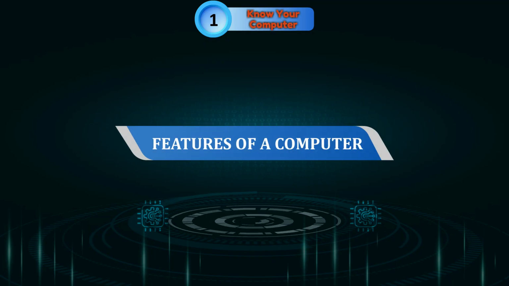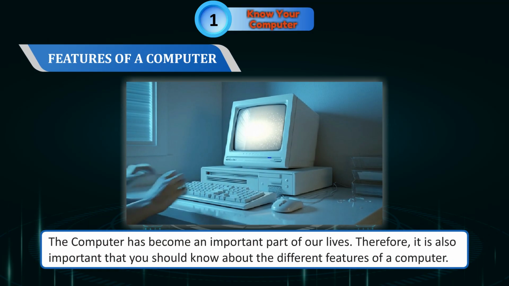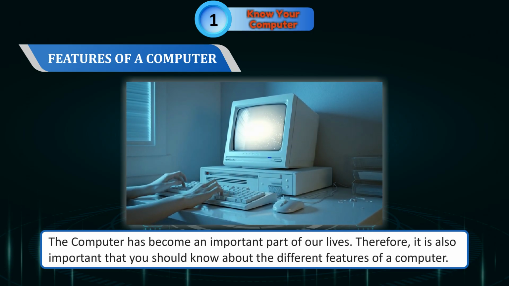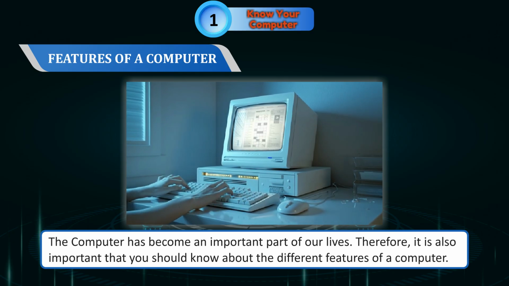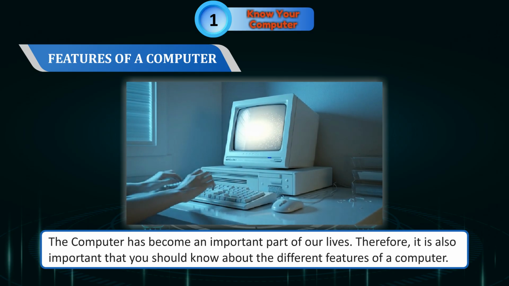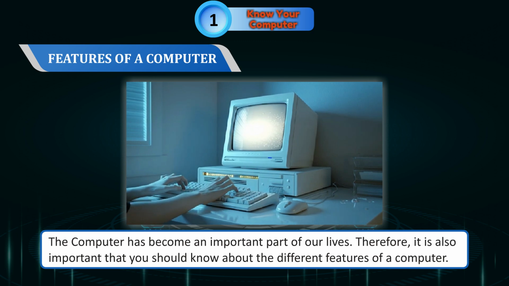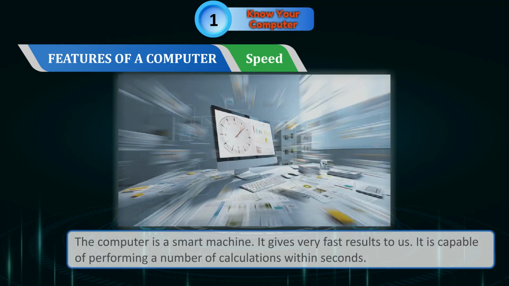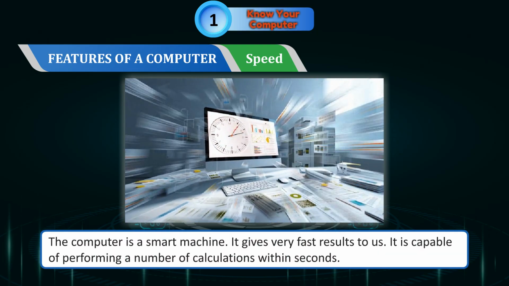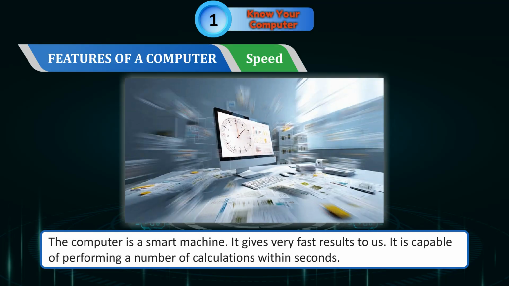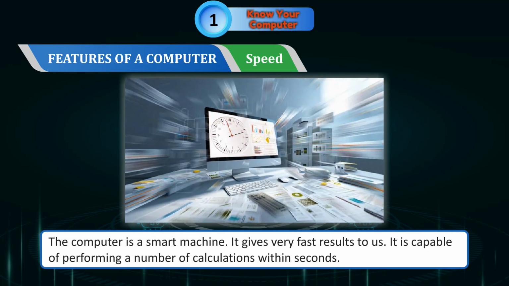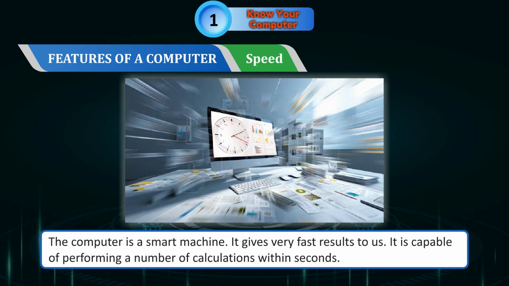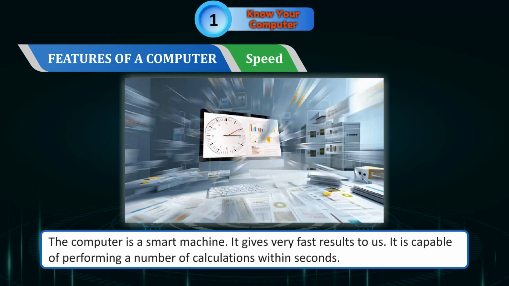Features of a computer. The computer has become an important part of our lives. Therefore, it is also important that you should know about the different features of a computer. Speed. The computer is a smart machine. It gives very fast results to us. It is capable of performing a number of calculations within seconds.